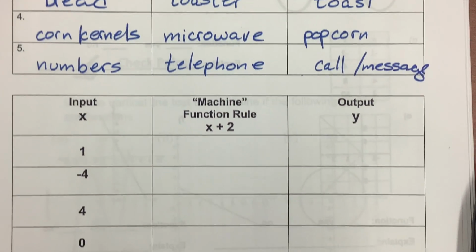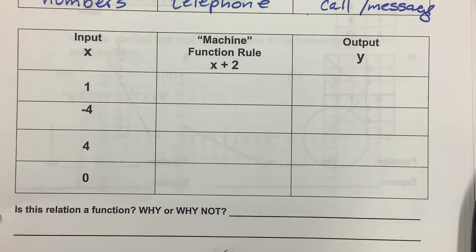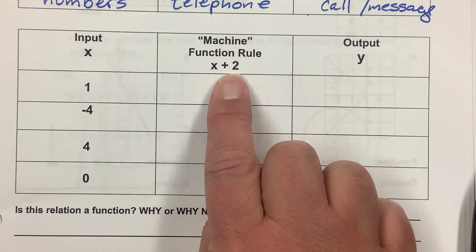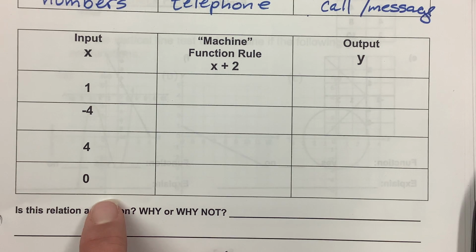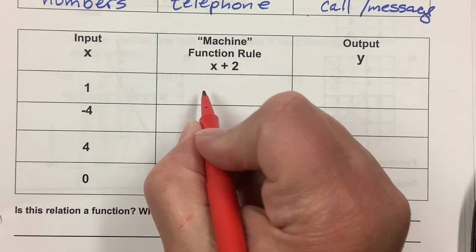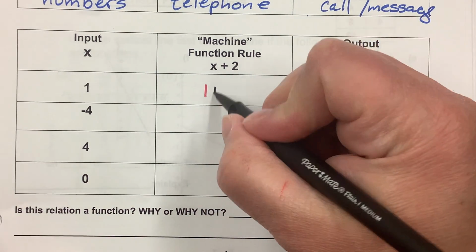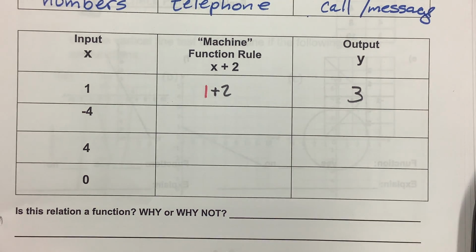So what I have down here is my function rule machine. And here's my function rule, x plus 2. And I'm going to put some input. I have all different inputs here. And let's say I input a 1. Instead of x, I write a 1. And my rule is to add 2. Well, 1 plus 2 gives me an output of 3.